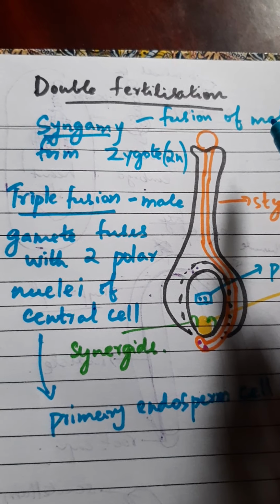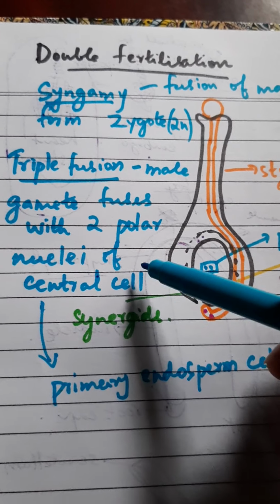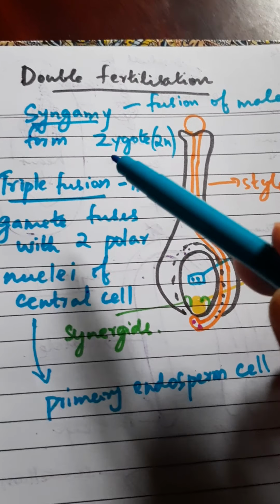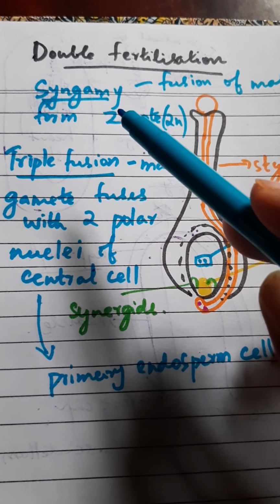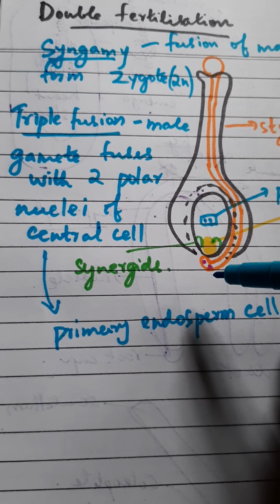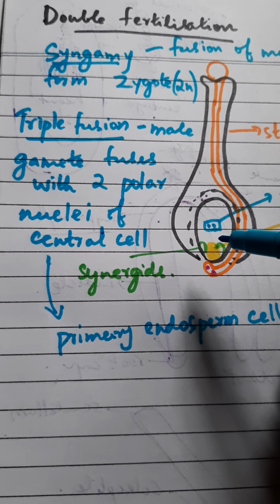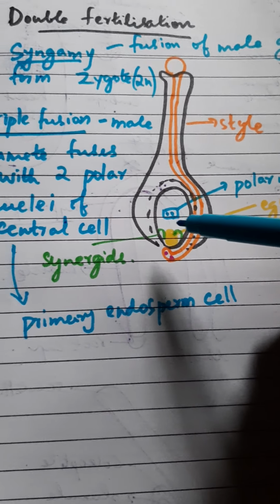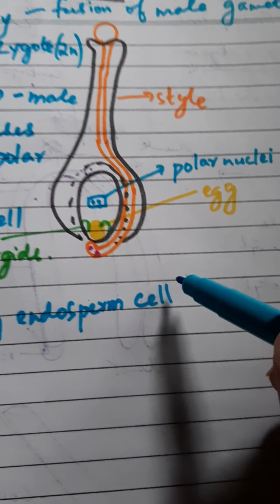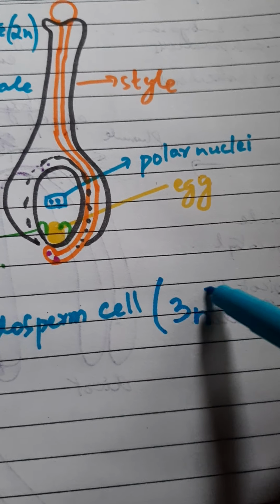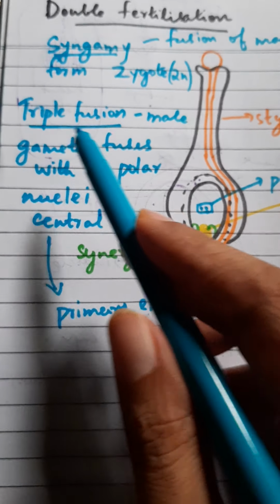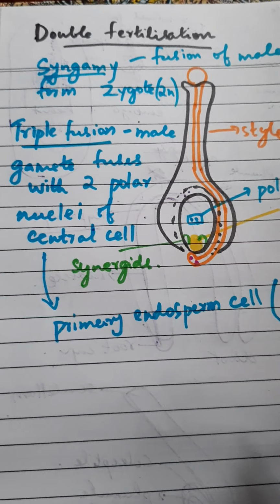So, double fertilization means there are two fertilizations in flowering plants. One is fusion of male gamete with egg to form diploid zygote. This fusion is called syngamy. The second fusion is called triple fusion. The second male gamete, which is present in the pollen tube, will enter into the embryo sac and fuse with the two polar nuclei present within the central cell, resulting in the formation of a primary endosperm cell. The primary endosperm cell's ploidy will be triploid because it is a result of fusion of three nuclei, and so the term says triple fusion. So, that is about double fertilization.